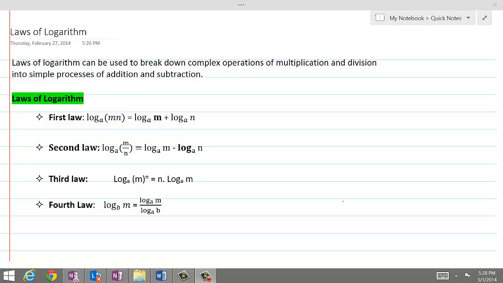Laws of logarithm are a very useful tool to break down complex operations of multiplication and division into simple processes of addition and subtraction. We have 4 laws of logarithms. Let's get started with the proof of each one of them.